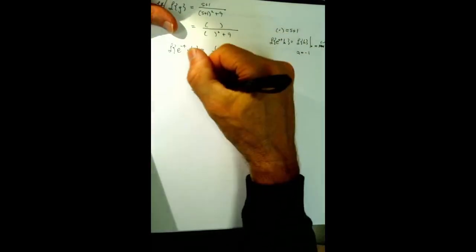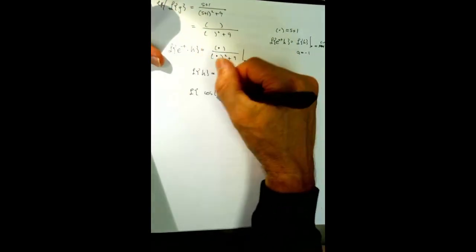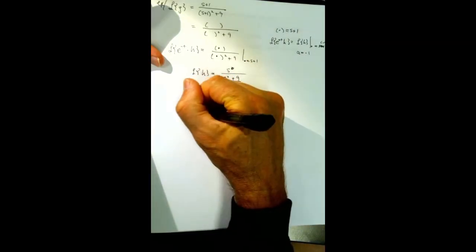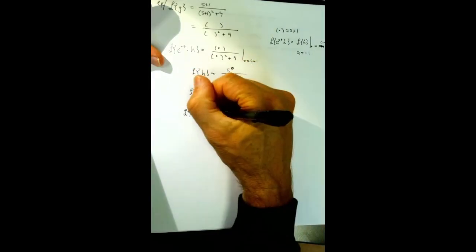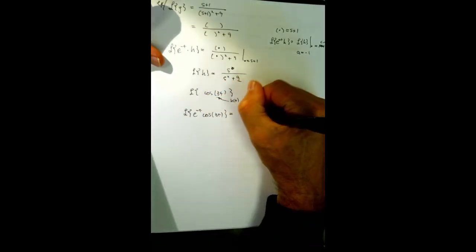And from our table, s over s squared plus a squared gives us cosine of something t. And so I take the square root of this. So this looks like the Laplace transform of cosine of 3t. So my original function, this is my h. So the Laplace transform of e to the minus t times cosine of 3t is equal to the Laplace transform of cosine of 3t evaluated at s minus a, s plus 1.